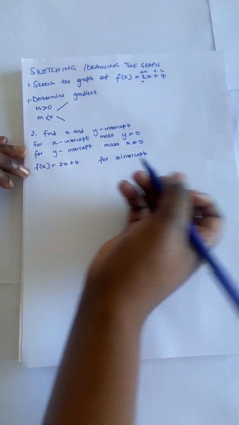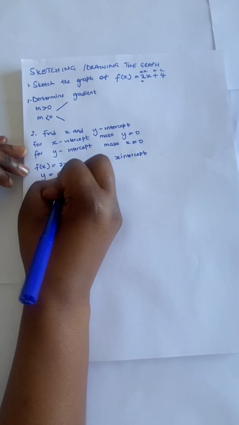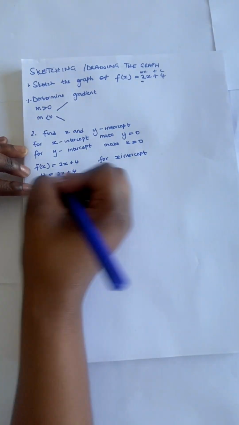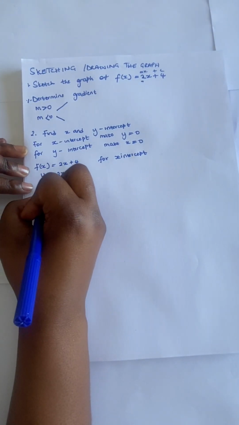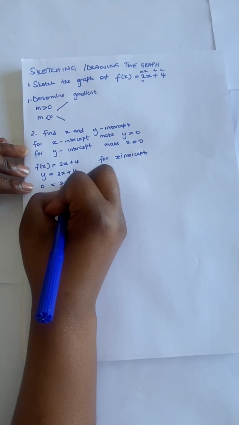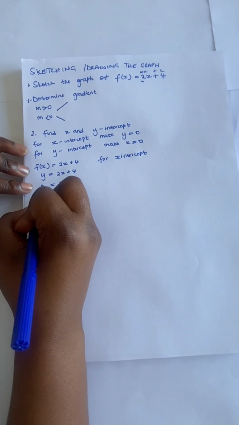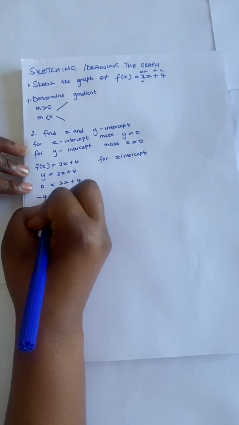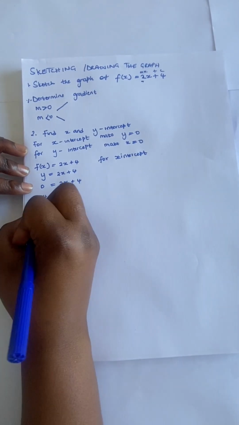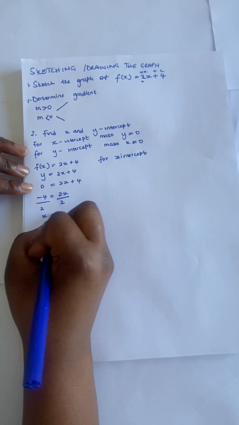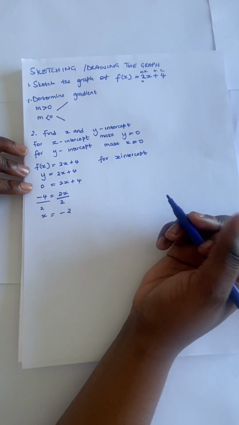Remember, I said that this is the same as y = 2x + 4. So you make your y equal to 0 and solve for x. It will be 0 = 2x + 4, and then you transpose this 4 to the left-hand side, and it will be -4 = 2x. Then you divide by 2, and your x will be equal to -2.